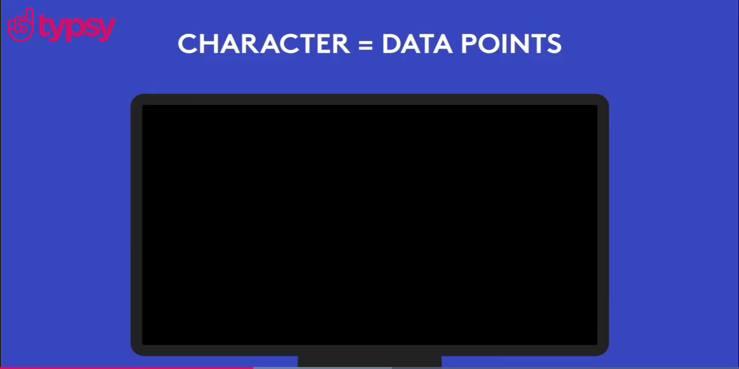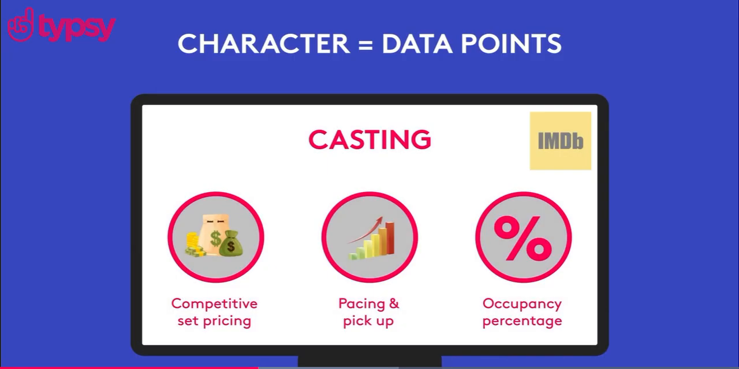The characters in our case are all the different data sets and the different data points that we are using, such as competitive set pricing, occupancy percentage, pacing, pickup, you name it. Just like story characters, these data points interact with each other and can affect the plot.